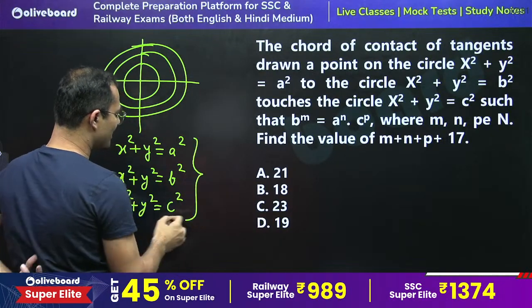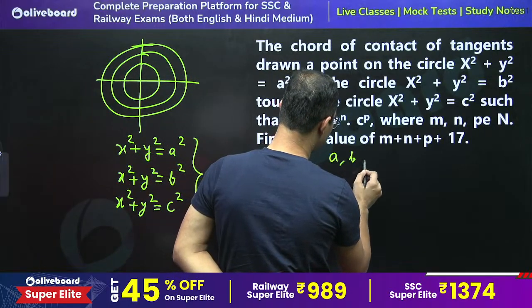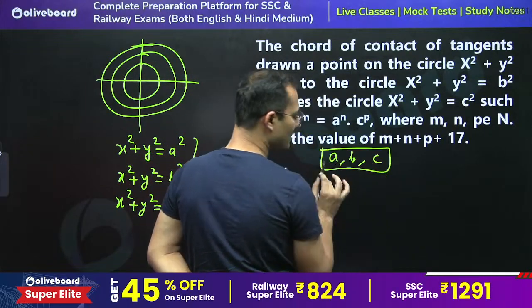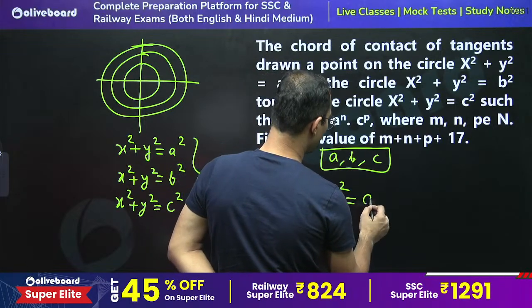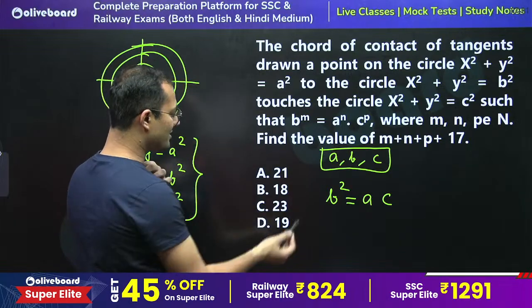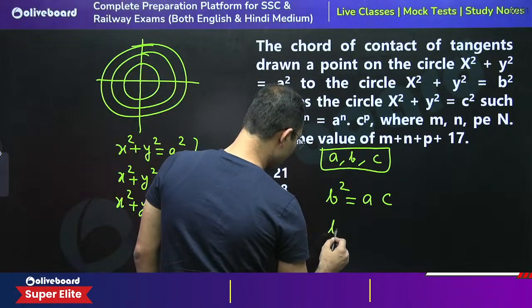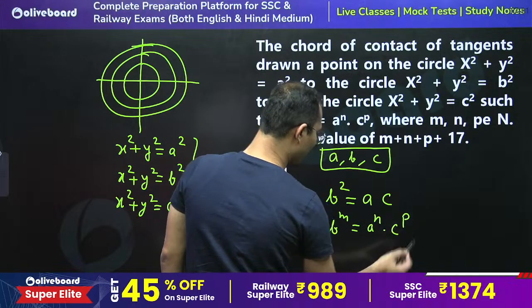So what is the relationship between a, b, c? The relationship between a, b, c is going to be b square is equal to ac. And this relation is given here: b to the power m is equal to a to the power n into c to the power p, right?